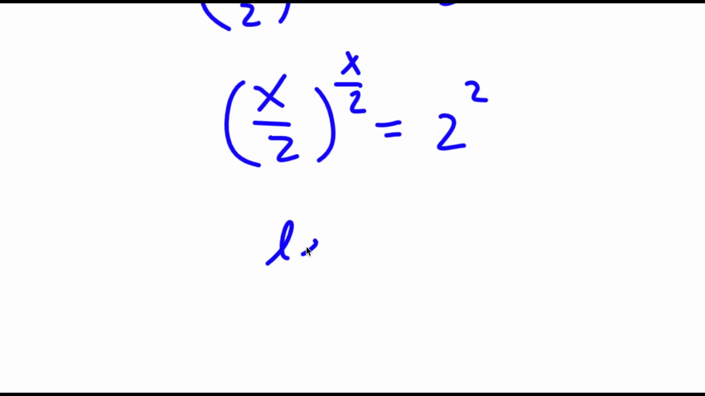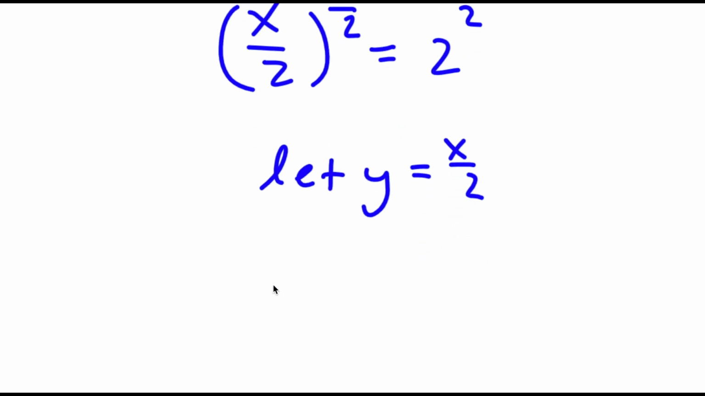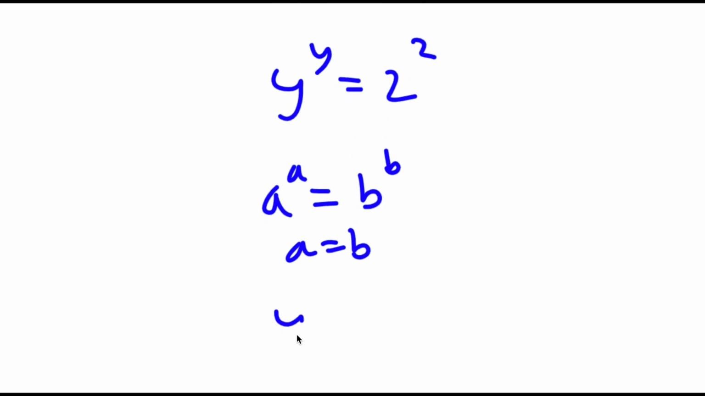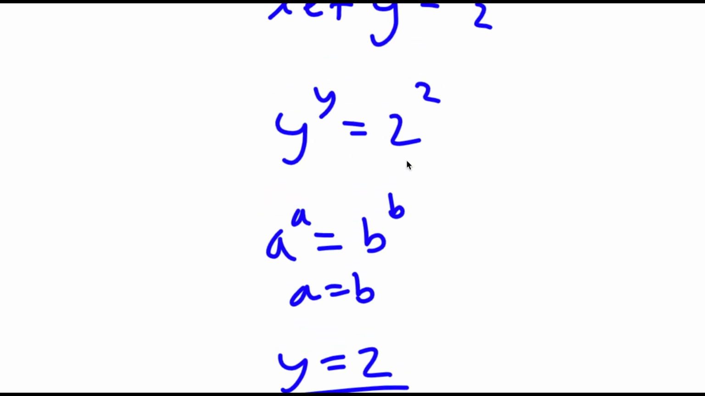Now I'm going to let the variable y equal x over 2. So if I substitute in y for x over 2, I have y to the power of y is equal to 2 to the power of 2. If I have something in the form a to the power of a is equal to b to the power of b, this means that a is equal to b. So in this case, y is equal to 2.